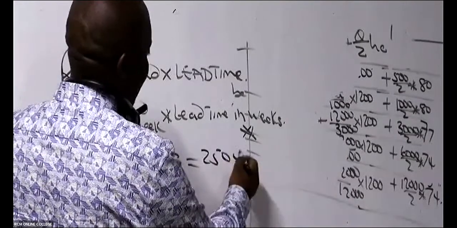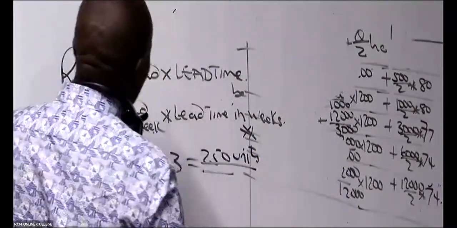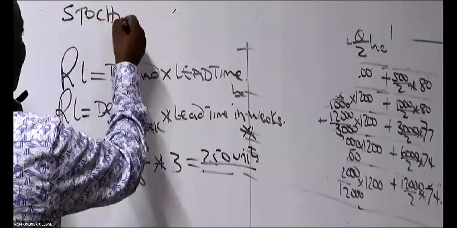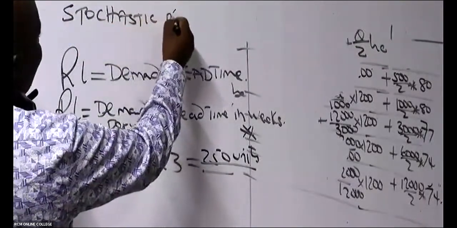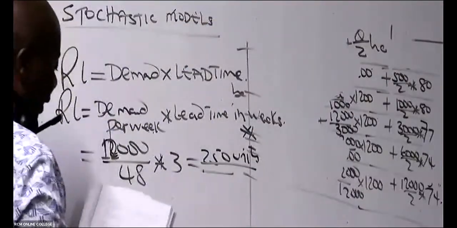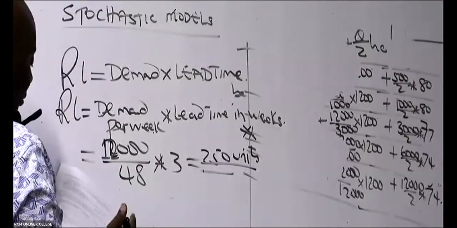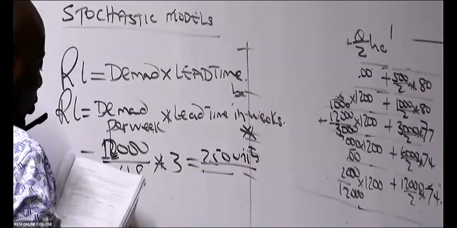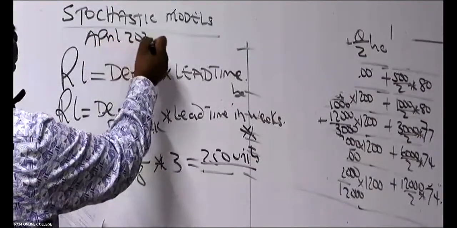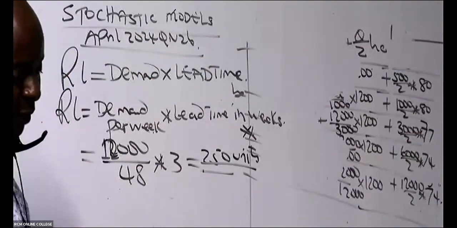I'm so impressed with today's speed, because we've been able to cover very key things. When I come to my next class, I will cover the stochastic models, probabilistic models, and I would even want to leave you with a question that you can try doing: April 2024, question number 2B.